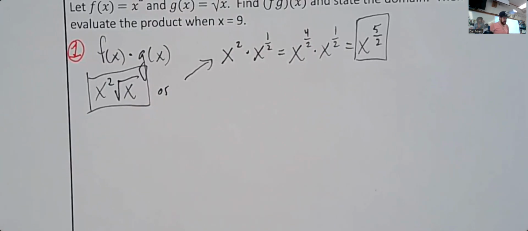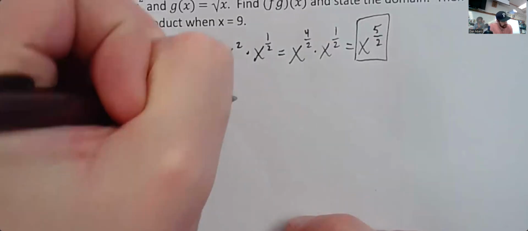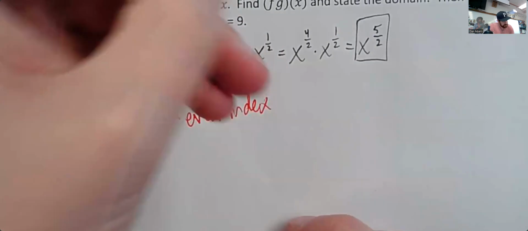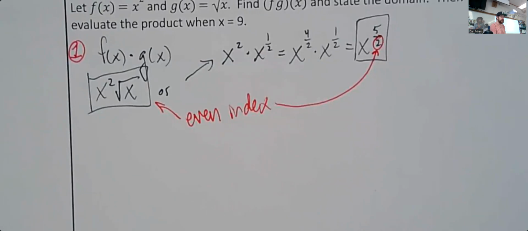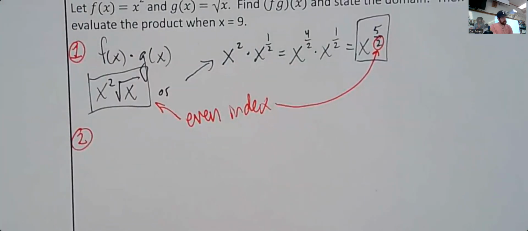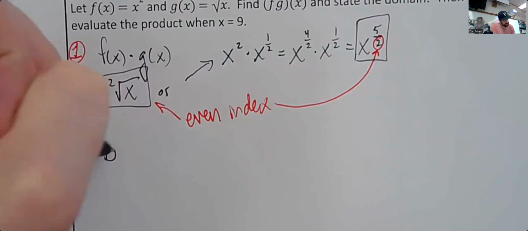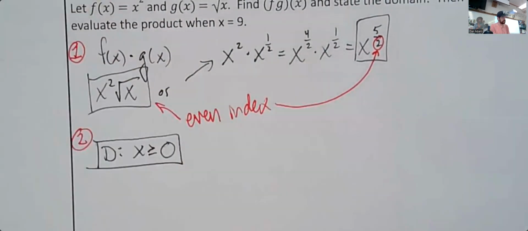So let's see. That's an even index. That's an even index, right? Both of the index values are even. What does that tell us about the domain? Greater than or equal to 0. Good. So the domain x is greater than or equal to 0. That's our answer there.